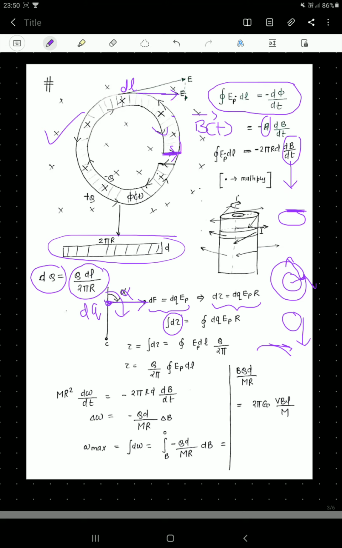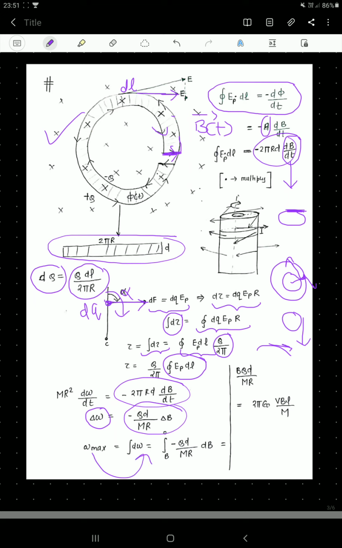Now if I take the closed integral, I will end up in this situation, and here d tau can be written as the closed integral of E dot dl times q by 2 pi. Now E dot dl can be taken from here, and when I put that here, after integrating I will get delta omega as minus q d by m r delta B.